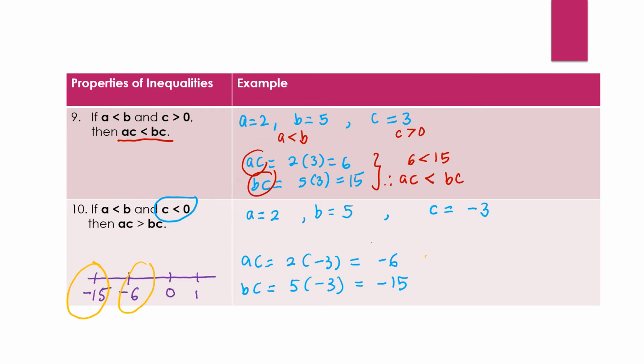So here I can write that from the number line, -15 is smaller than -6. -15 here is BC. So BC is smaller than my AC. If BC is smaller than AC, I can change the position. This means that my AC has to be bigger than BC. Exactly what is written in the property.